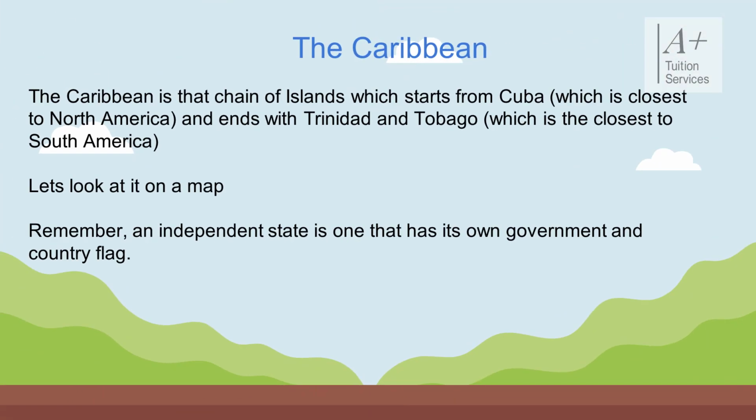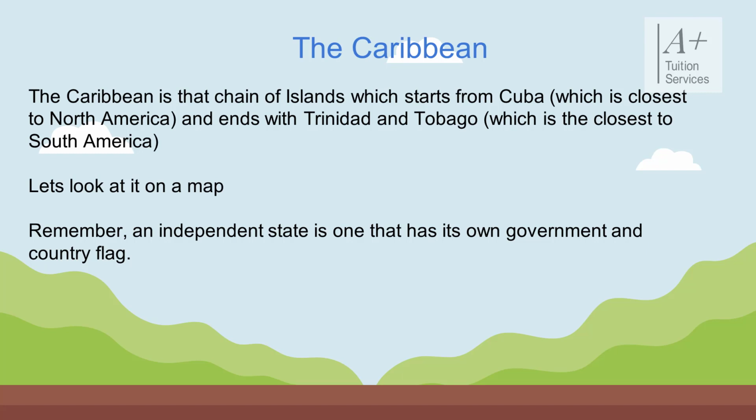The Caribbean is that chain of islands which starts from Cuba, which is closest to North America, and ends with Trinidad and Tobago, where we live, which is closest to South America. When we talk about South America, we're talking about those Spanish nations such as Venezuela. Guyana is a part of that. Guyana is also part of the Caribbean, but is not associated with a South American or a Spanish state.